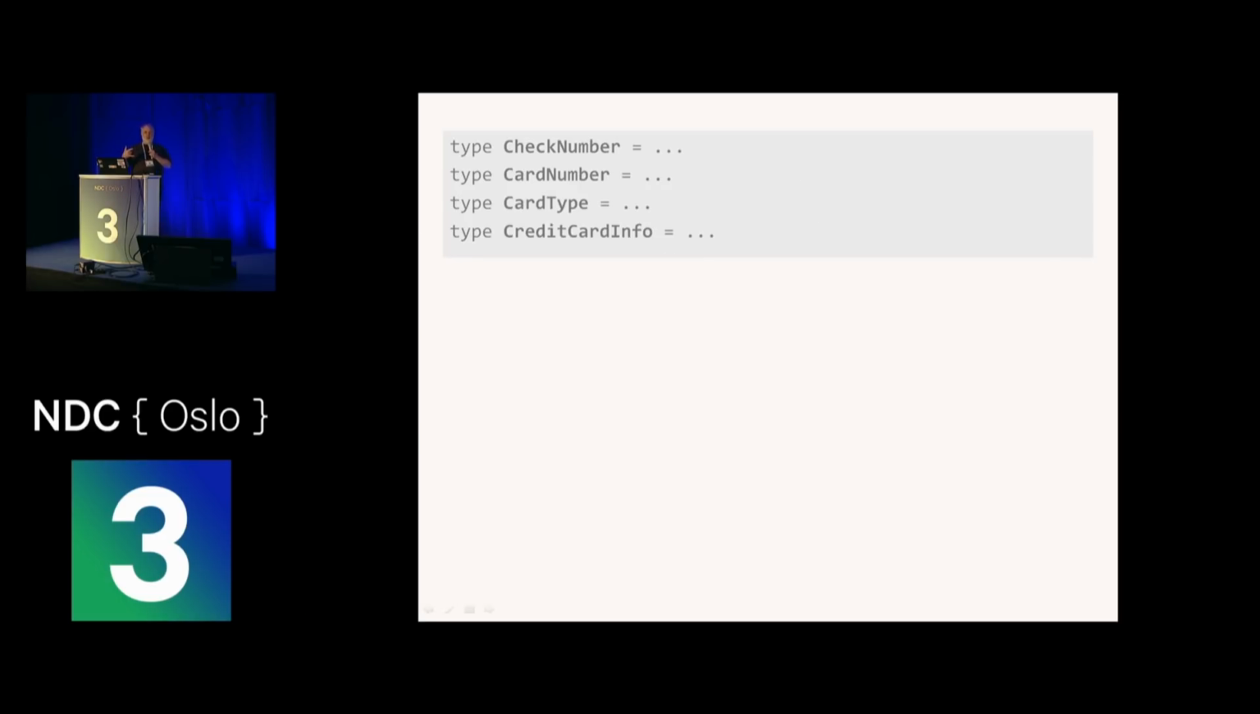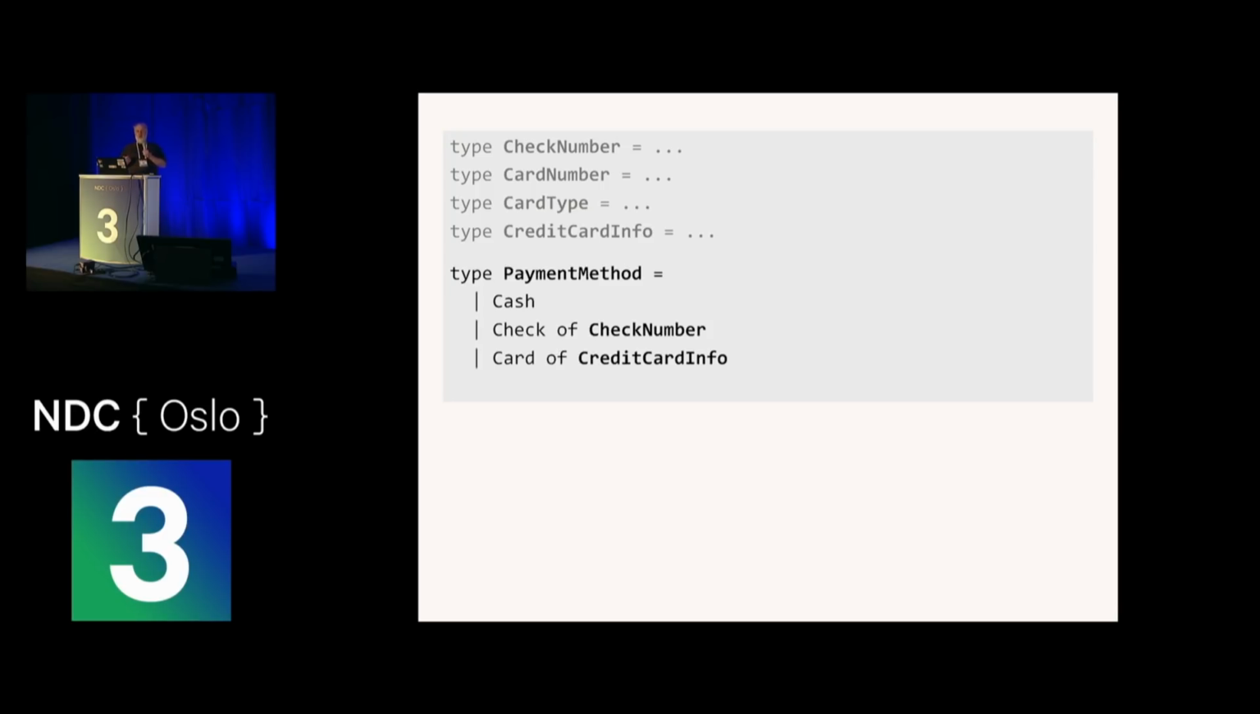Okay, now we've got these things. Now we build stuff on top of that. We say, well, a payment method is a choice. It's a choice between cash and check. And if it's check, we need the information from the check number that we defined above. And if it's a credit card, we need the information from the credit card that we defined above. So we're building on top of the types we defined earlier. And that's a choice type.